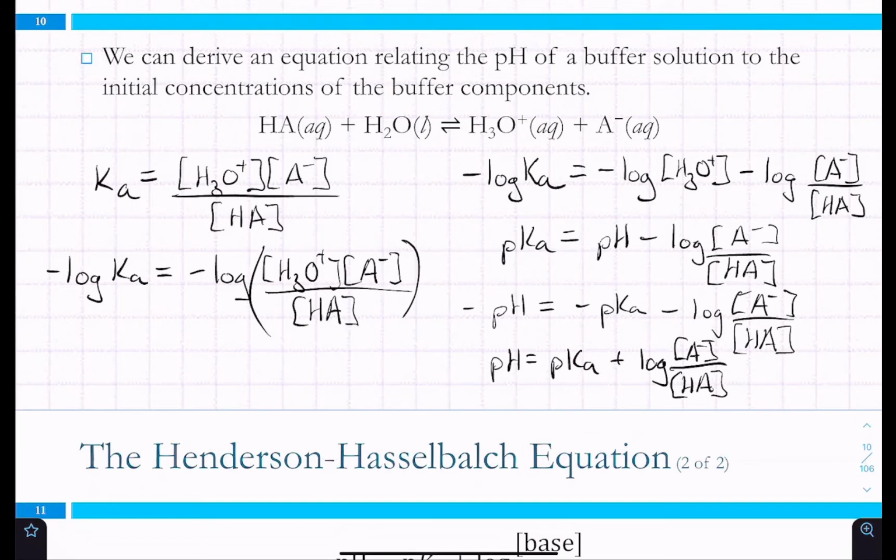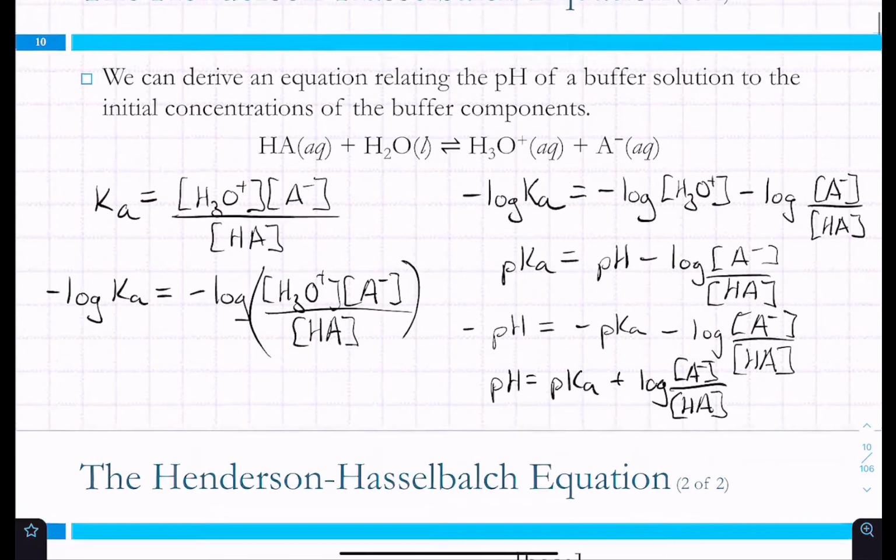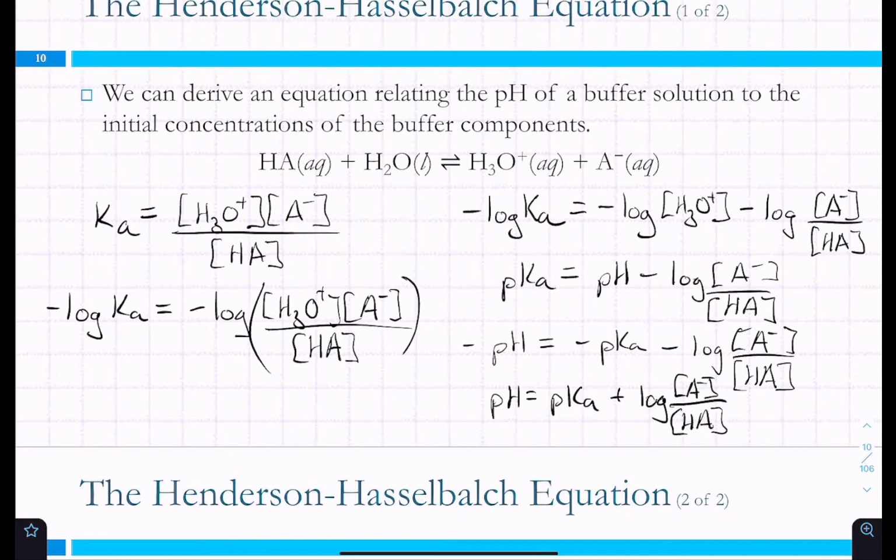I should have trusted the math, because I think the way the book derived it was slightly different. So this is the first thing that we're getting that can save us from doing ice tables if we have buffer solutions.